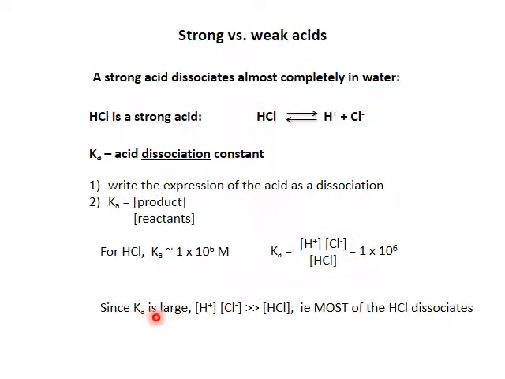Since this Ka is so large, for our purposes in our calculations we basically say that the concentration of hydrochloric acid is equal to the proton concentration in solution. This is for only strong acids like HCl, sulfuric acid, nitric acid. Everything else that we'll be looking at will be pretty much weak acids.